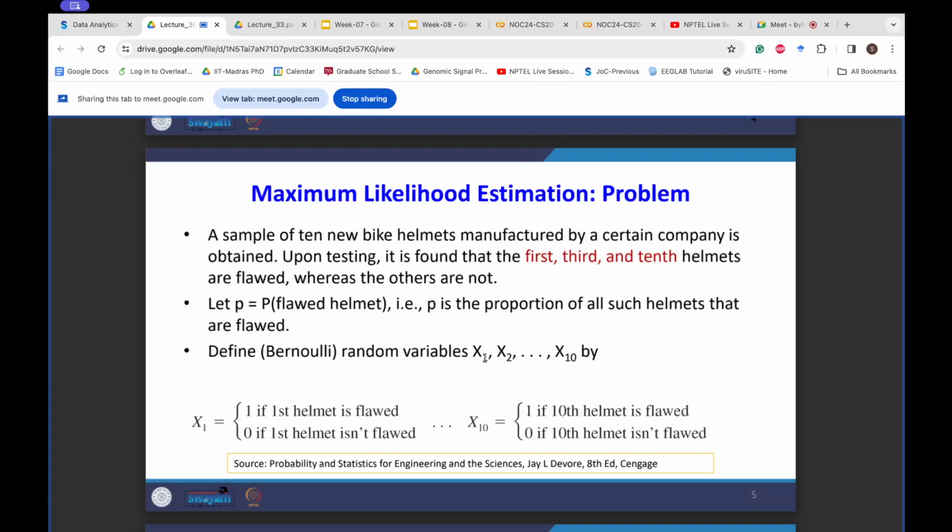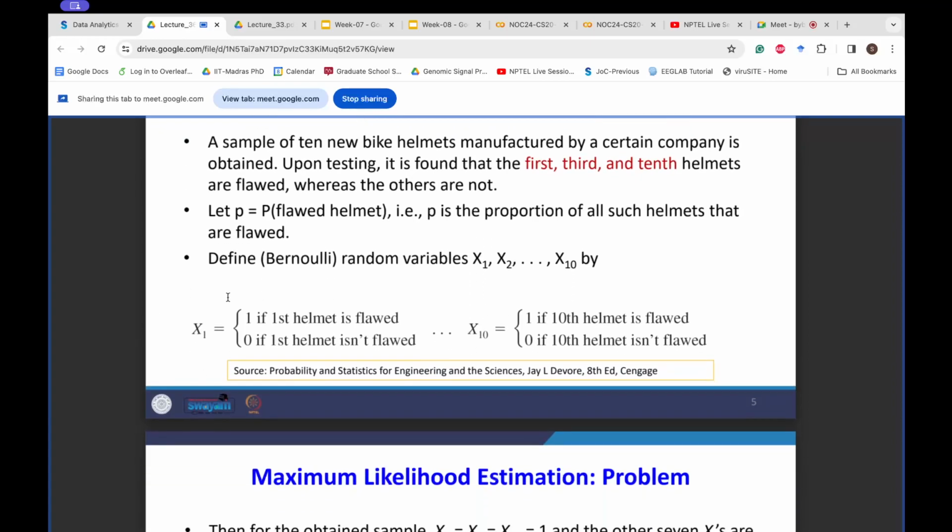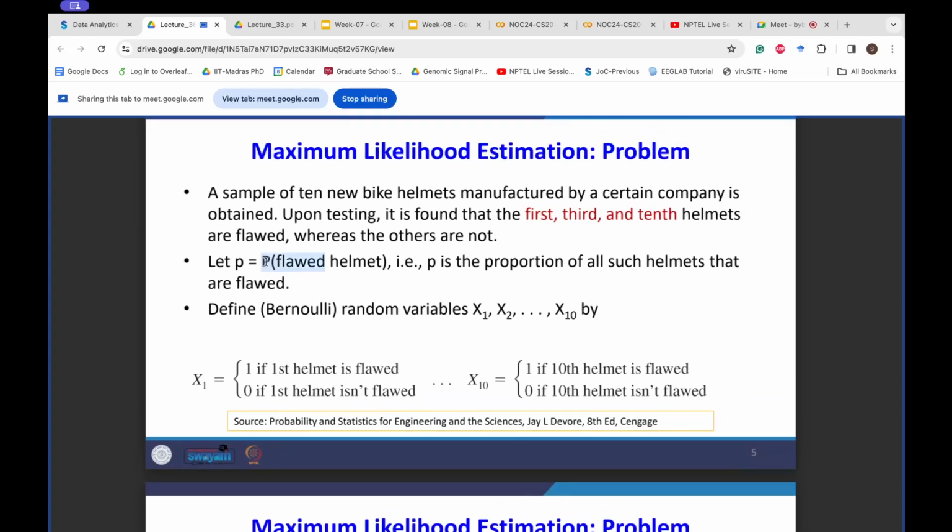Okay, so you have been given the probability of a particular random variable, which is given by p. If the random variable takes the value 1, the probability will be p, and if it is 0, then the probability will be 1 minus p.